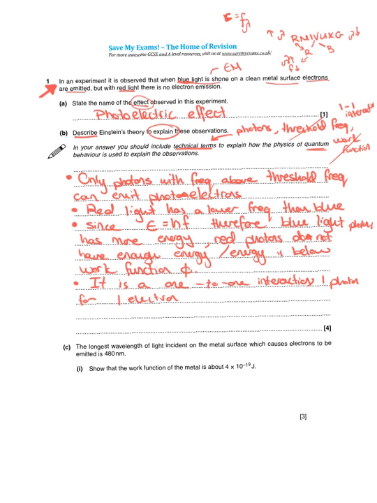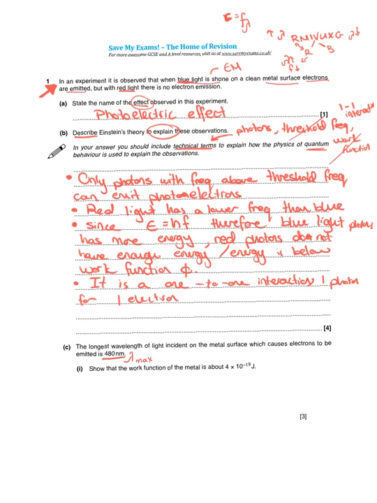So let's go to part C. It says the longest wavelength of light incident on the metal surface which causes electrons to be emitted is 480 nanometers. So right now I know that this is the maximum wavelength, which means for this wavelength we'll be able to calculate also the minimum frequency.